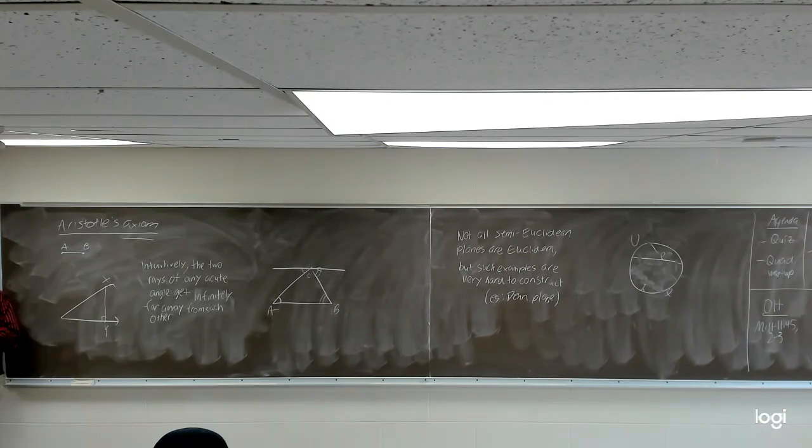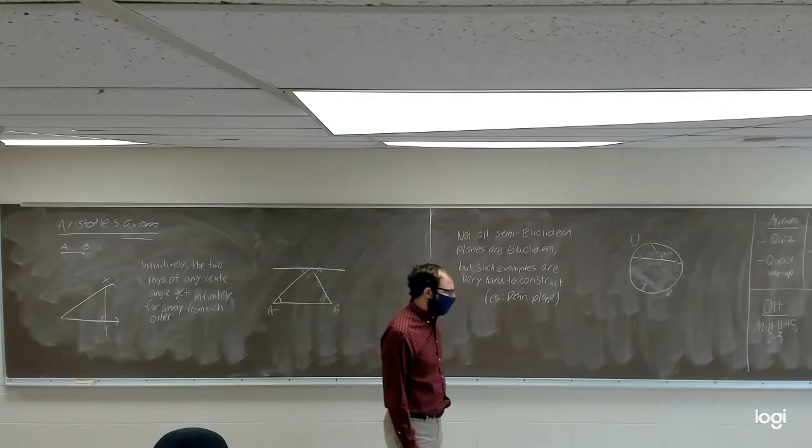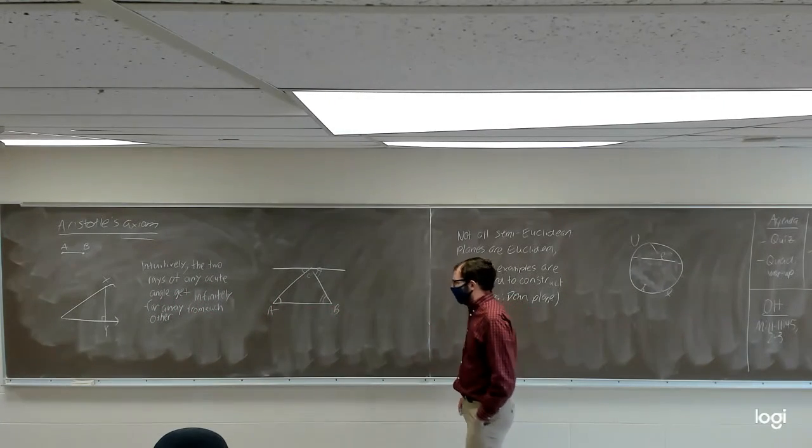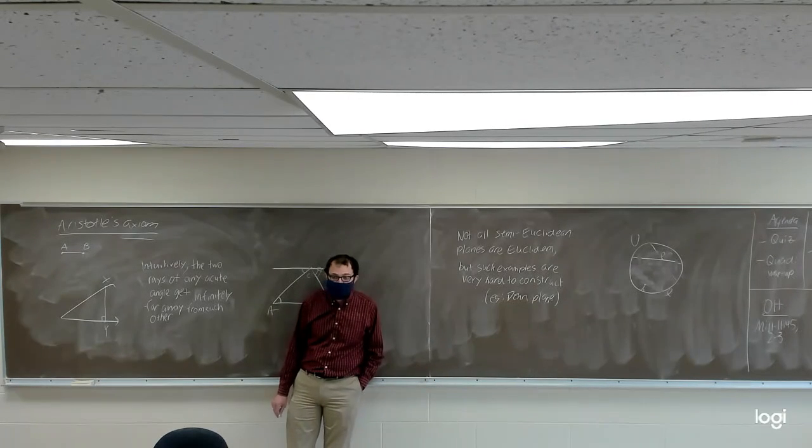So this is something that Aristotle assumed was going to be true, and it is true in R2, for instance, but he didn't offer any proof of it. And it turns out that it's not always true. Can anybody think of a model of geometry where Aristotle's axiom doesn't hold? Luke? I don't believe it would hold on the Poincare disk.